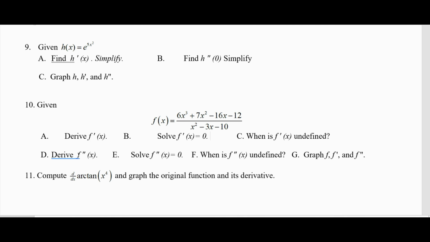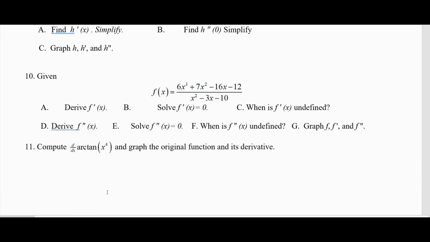Derive the second derivative. Find when the second derivative is 0 and when it's undefined, and then graph the original function, its first and second derivatives, and identify any extrema there. Compute the derivative of arctangent of x to the fourth and graph the original function and its derivative.